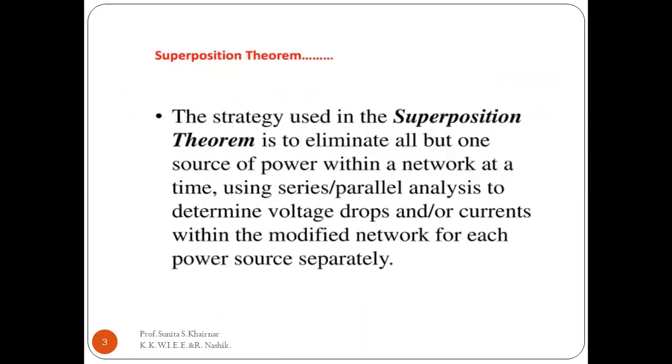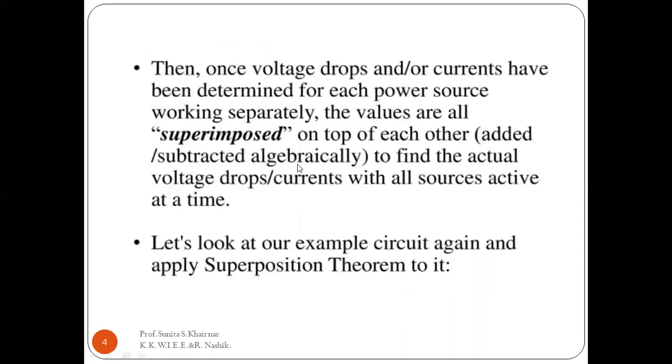Now this network is used for the superposition theorem. So the main step is to eliminate all but one source of power within a network at a time, using series-parallel analysis to determine the voltage drop or currents within the modified network for each power source. Then once voltage drops or currents have been determined for each power source working separately, the values are all superimposed on top of each other, added or subtracted algebraically, to find the actual voltage drops and currents with all sources active at a time. So take one example for the superposition theorem.